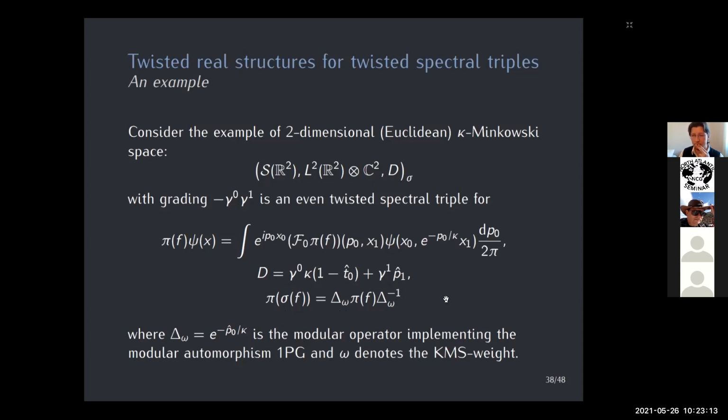You have a representation pi under the integral sign. Is it okay? Ah, yeah, sorry, that's a typo. That shouldn't be there. Okay, and calligraphic F0 is what? The Fourier transform, but just on the zero direction, the zero component.